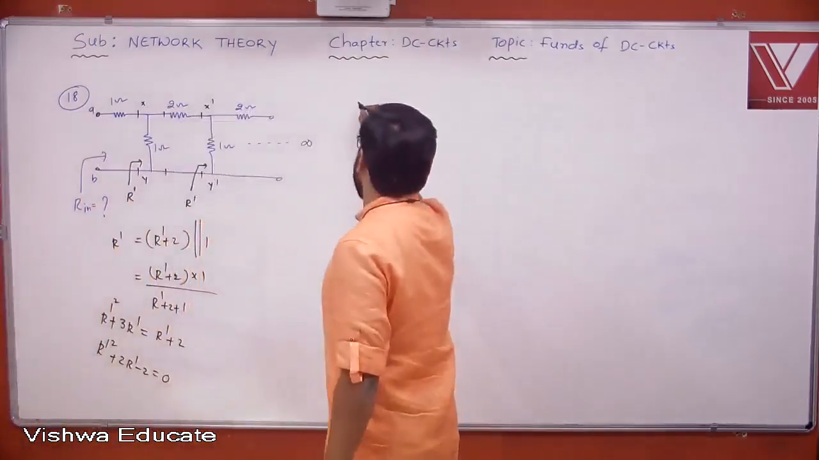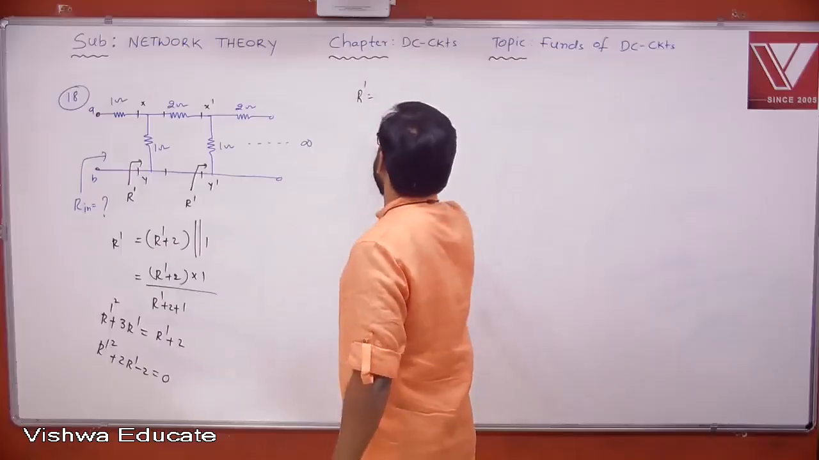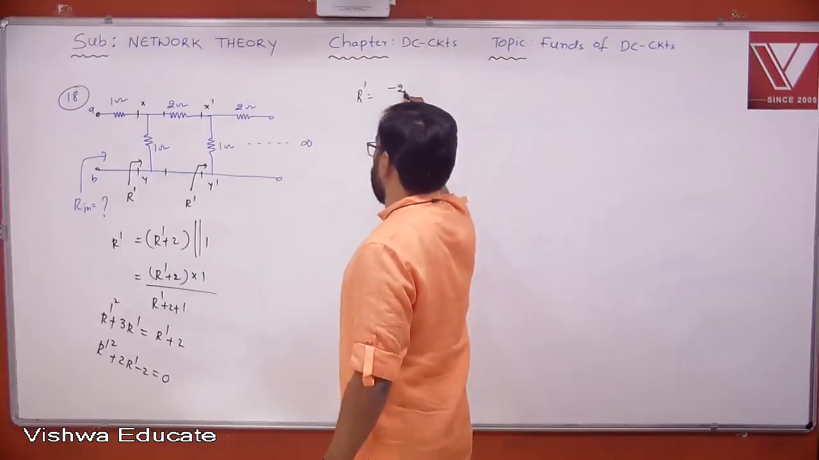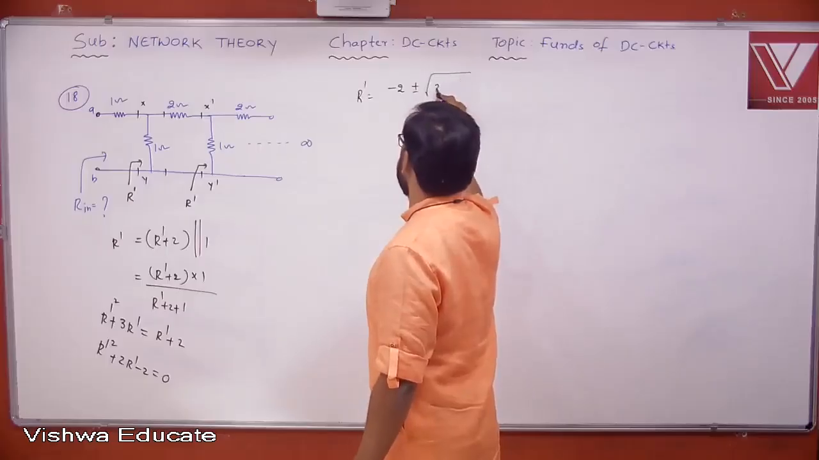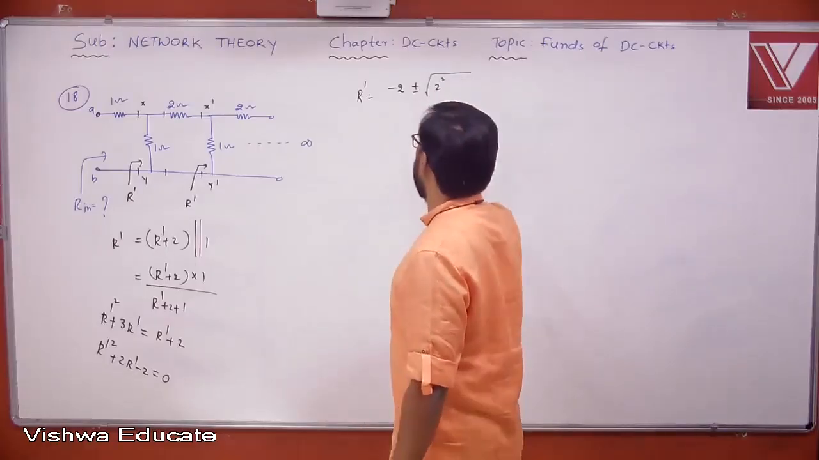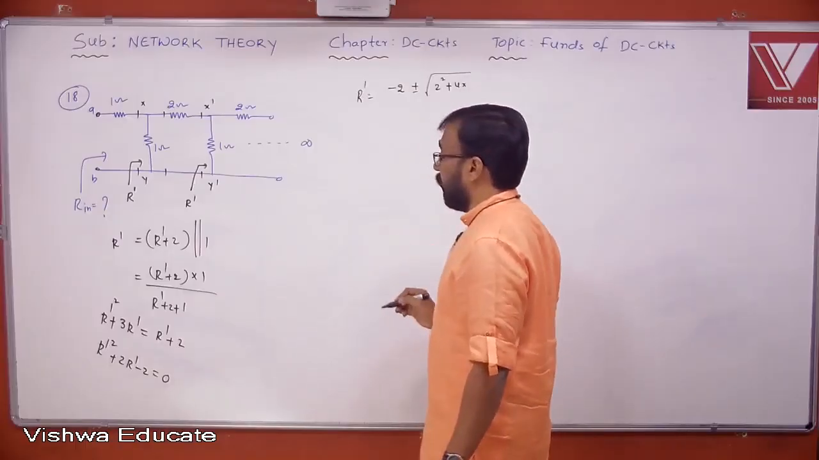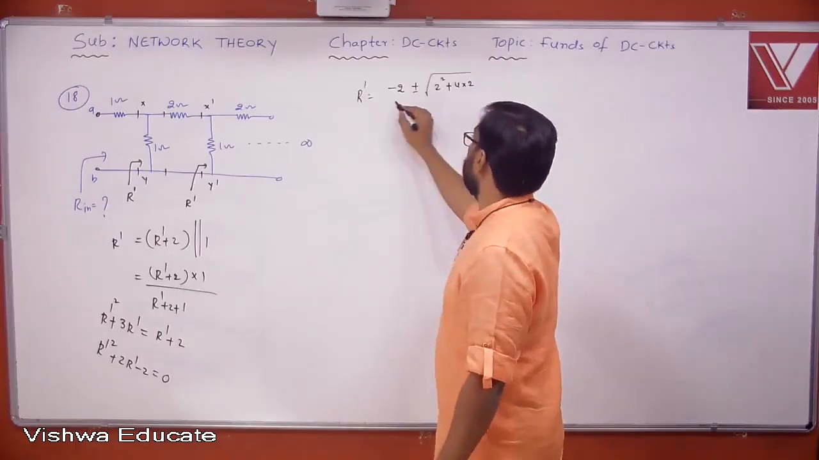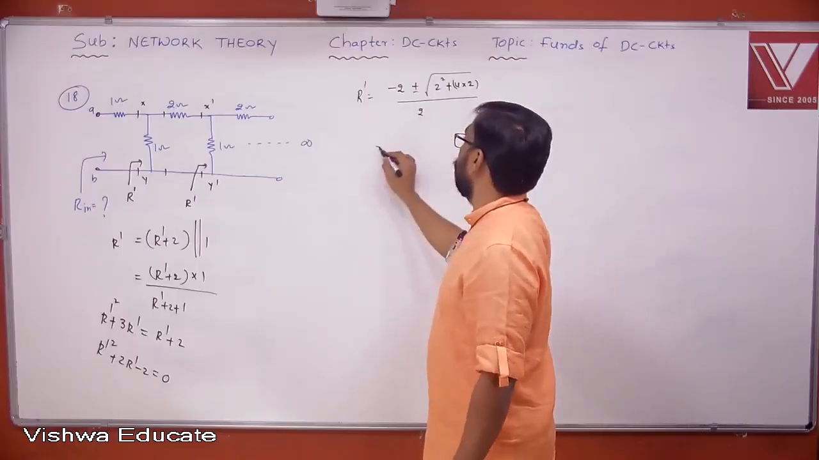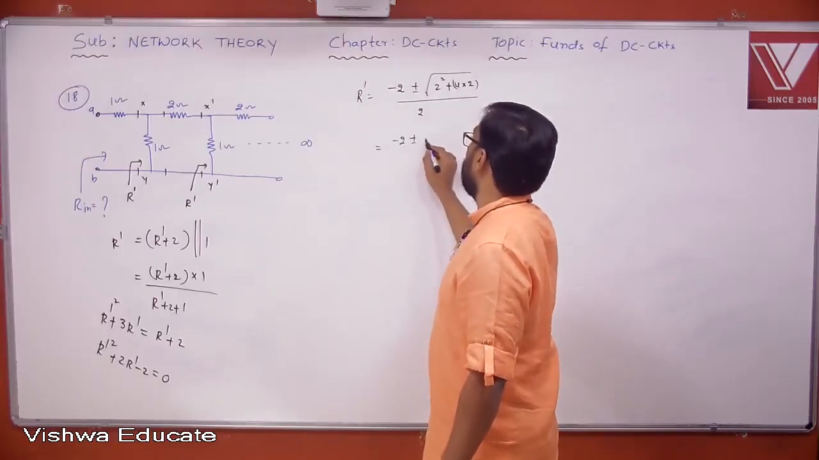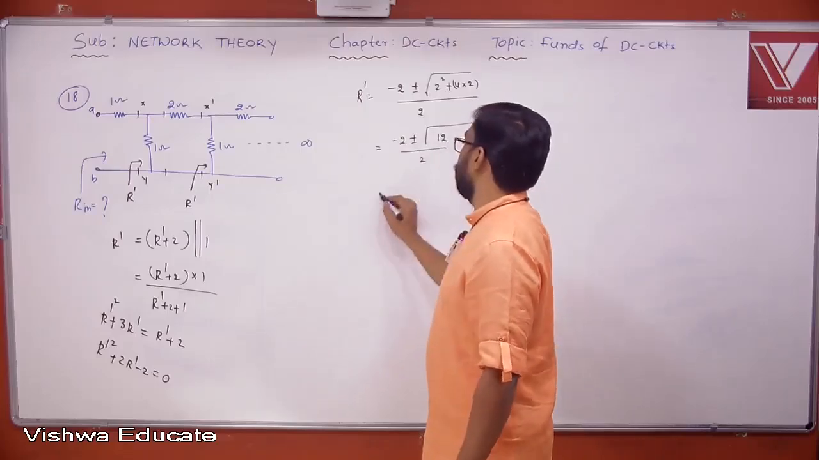So what is that R dash here now? R dash is equal to minus B plus or minus root of B square minus 4AC, by 2. AC is 2, so minus 2 plus or minus root, this is 8 plus 4, 12 by 2.